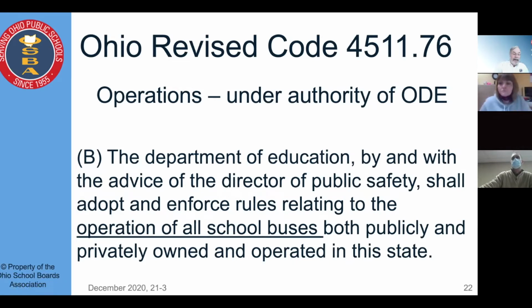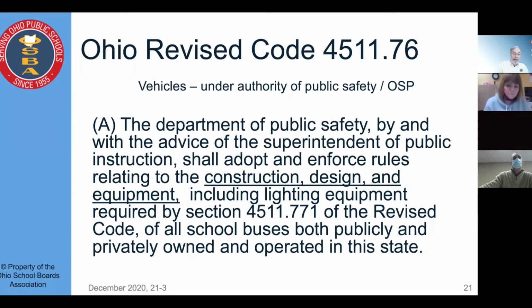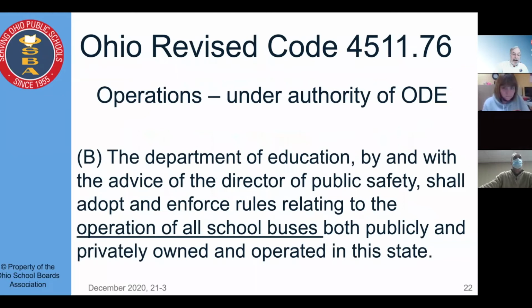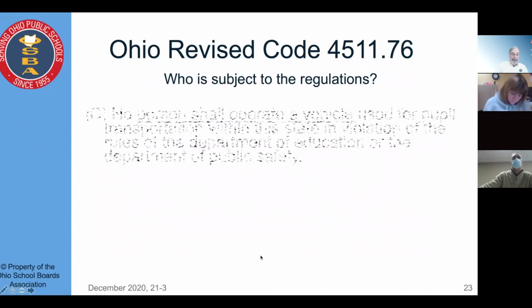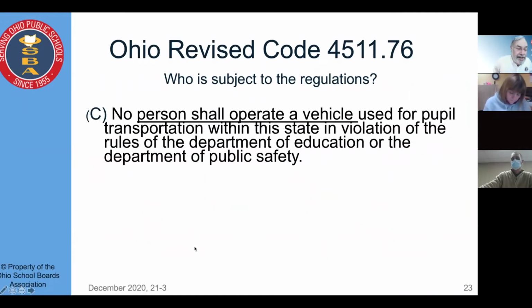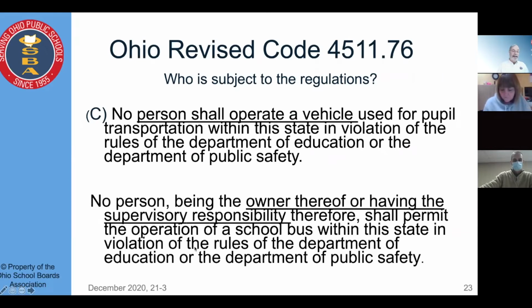But really the takeaway from the slide is that, back up one here, public safety does design standards, ODE does operating standards, and then here's the next part to this. Who's subject to the regulations? So paragraph C in 4511.76 says, no person shall operate a vehicle used for pupil transportation in the state in violation of the rules of the Department of Education or Department of Public Safety. No person shall operate. So that's all of our drivers.